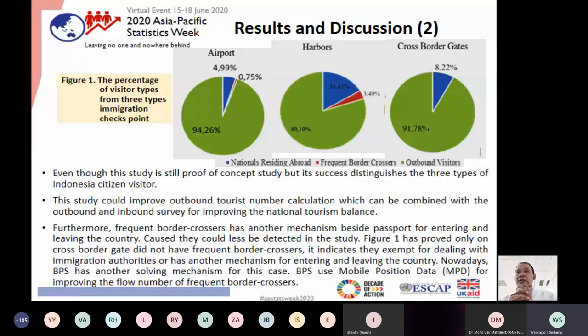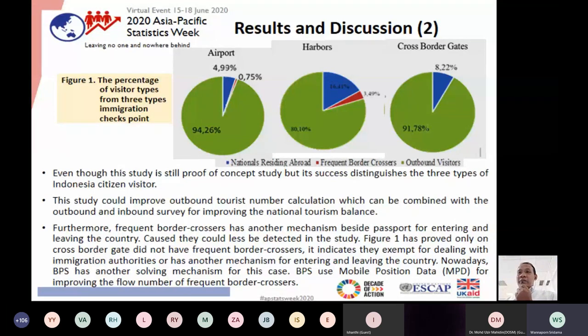The green pie is the outbound visitor, the blue pie is the national student board, and the red is the frequent border crosser discussion. Even though this study is a report of a concern study, its success decreased the three types of Indonesian citizen visitor. The study could improve outbound tourist number calculation, which can be combined with the outbound survey for improving the national tourist imbalance.